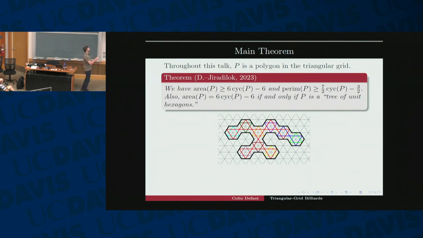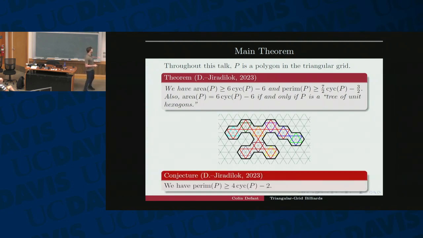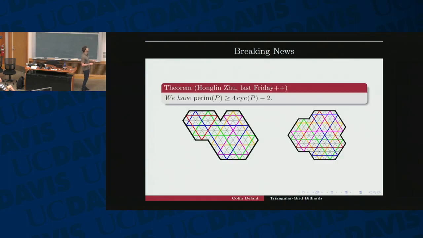The difficult thing is showing that these are all of the equality cases and that this inequality is always going to hold. Now, the perimeter result is not tight, and we conjectured that the perimeter should be at least 4 times the number of trajectories minus 2. So I was going to state this as the big conjecture that we were hoping someone would solve, but now I think someone solved it.